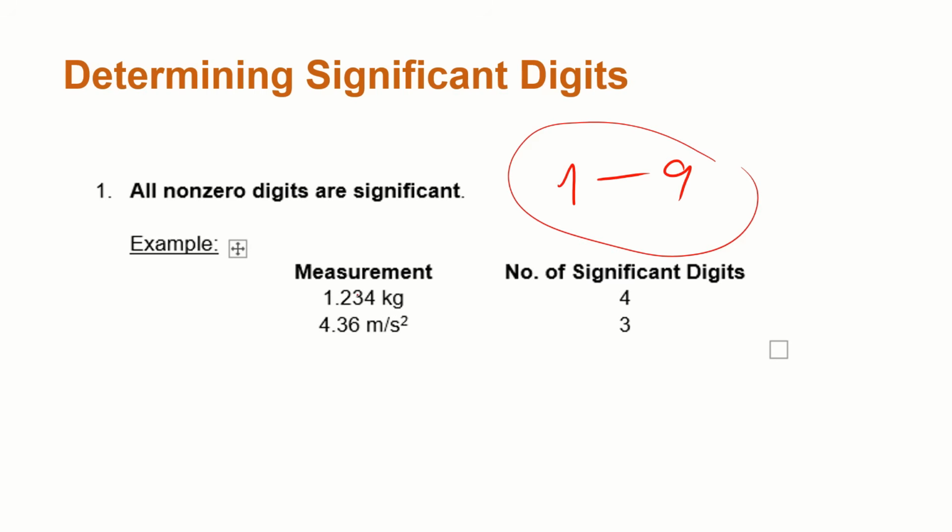So dito, for example, 1.234. So di ba, this is non-zero, non-zero, non-zero, non-zero. So therefore, there are 4 significant digits to this number. So ito naman, meron tayong 3 non-zero. So therefore, 3 significant digits ang meron tayo.